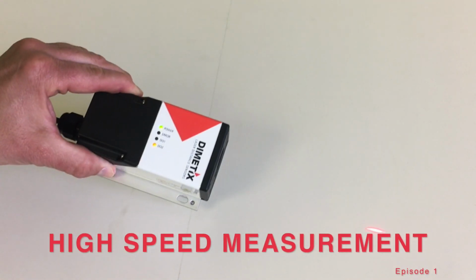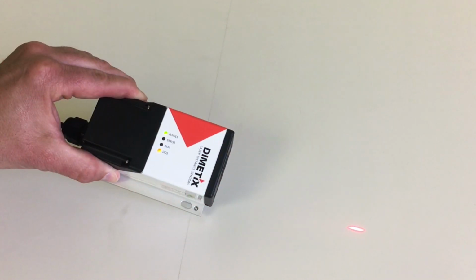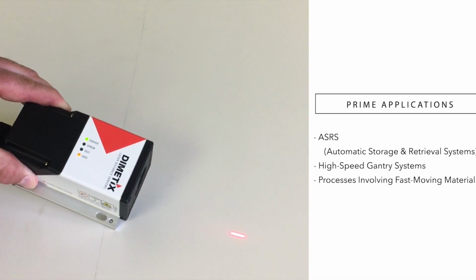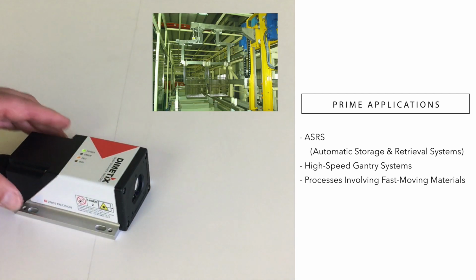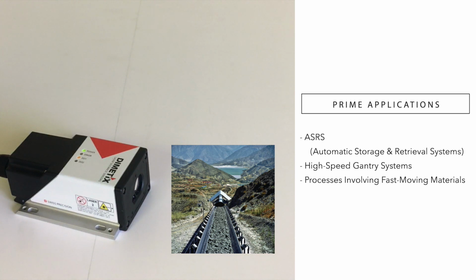Dimetix laser sensors are an excellent choice for monitoring the position of high-speed objects. Prime applications are ASRS, RMX storage and retrieval systems, high-speed gantry systems, and processes that involve fast-moving materials.